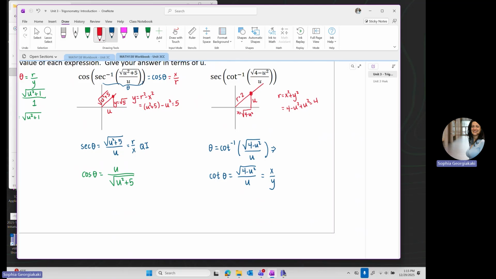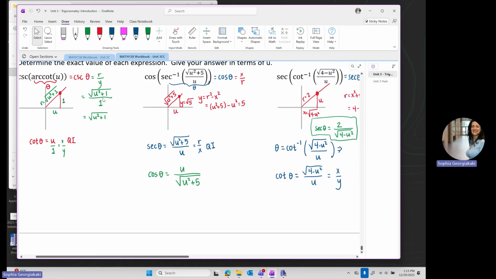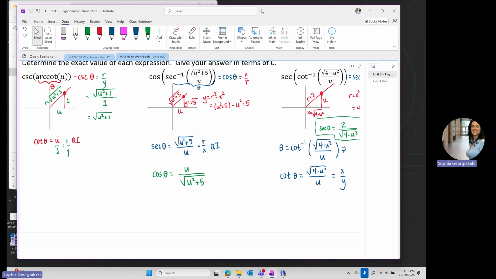They are asking me for the secant of theta, and the secant is r divided by x. So the answer to the question, secant theta, will be r, 2, divided by x, the square root of 4 minus u squared. This concludes Unit 3, that is the introduction to trigonometry.